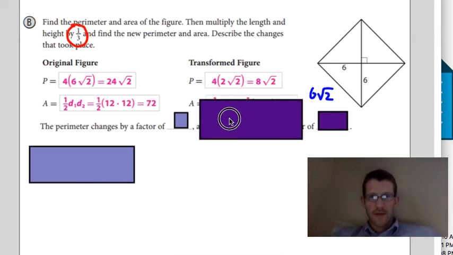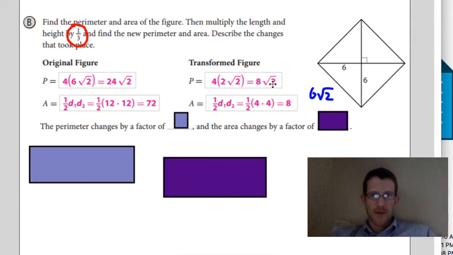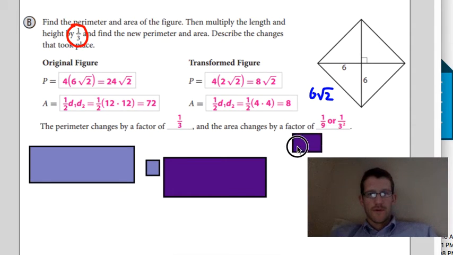Okay. Hopefully, you came up with 8 square root 2, because that's 1/3 of 24. And hopefully you came up with 8 for the area, because that is 1/9 of 72. Why 1/9? Well, we had 1/3, and then we squared it. So 1/3 squared is 1/9, right?